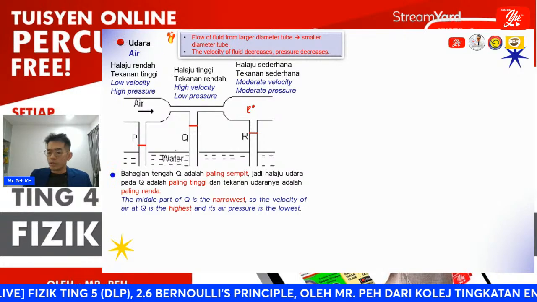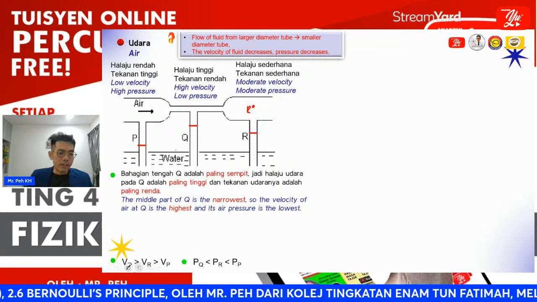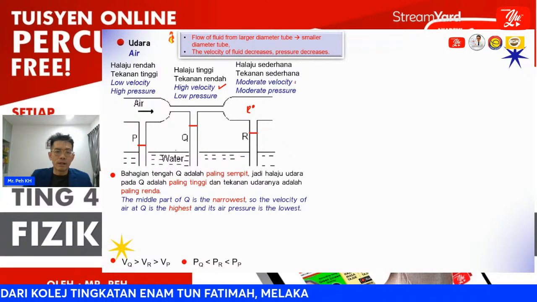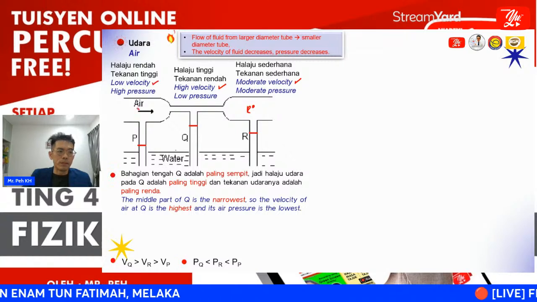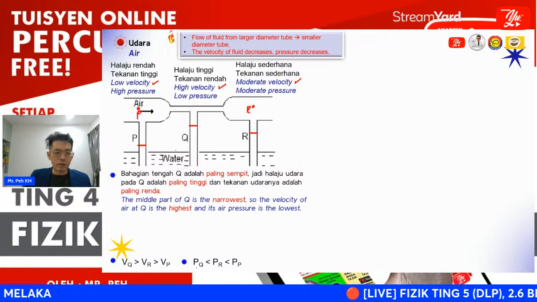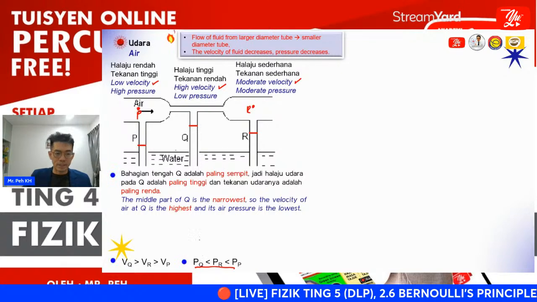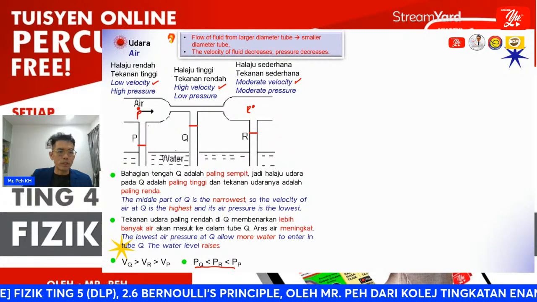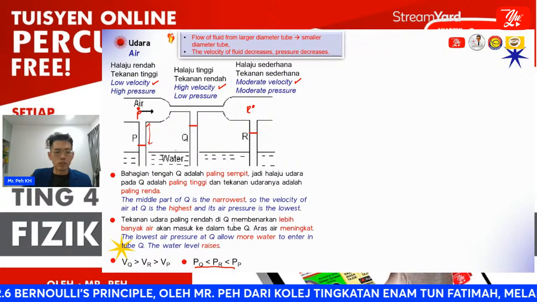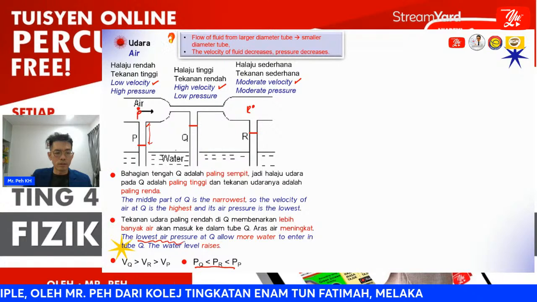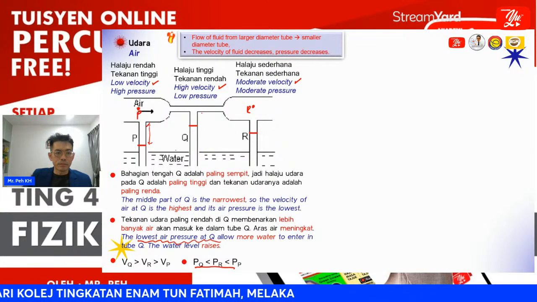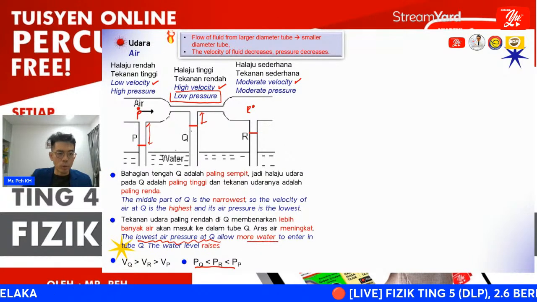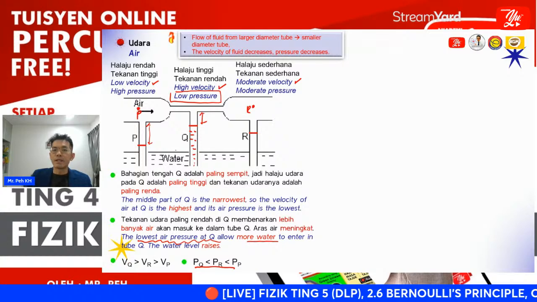Then the speed I already compared just now. Q will have the highest speed, followed by point R and then point P. The pressure here, referring to air pressure, will be vice versa. Some of the students may be confused why I mentioned just now that here the pressure is highest, so why is the water level shortest. Actually, it is due to the lowest air pressure at Q, so a lot more water will enter. So you can see the water level is showing highest.